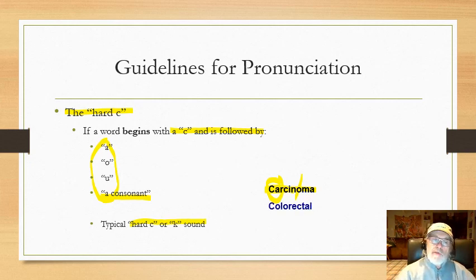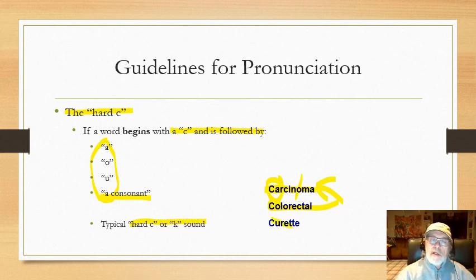Colorectal. Here's a C followed by an O. Colorectal frequently involves a carcinoma, a cancer. So colorectal involves the colon and the rectum. Colorectal, C followed by an O, hard C or K sound.